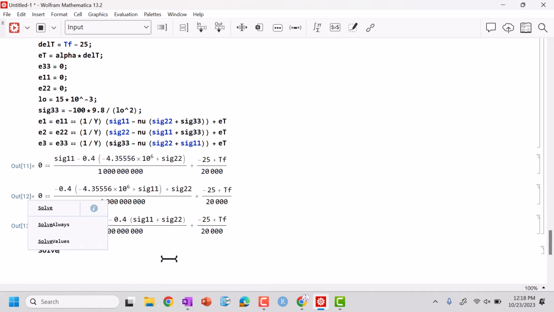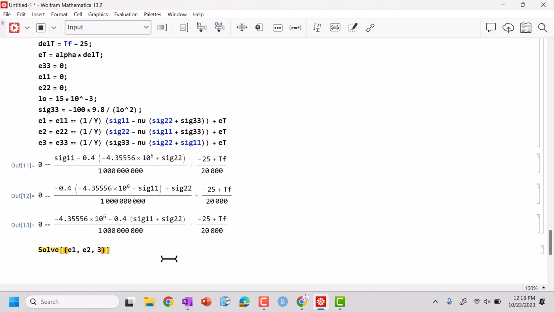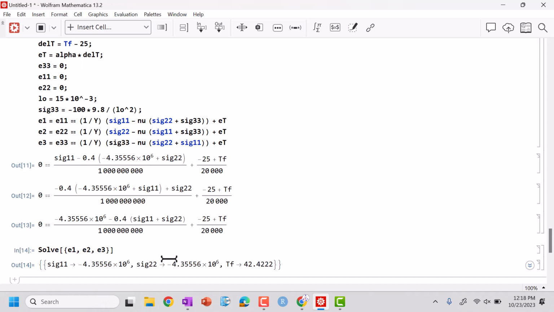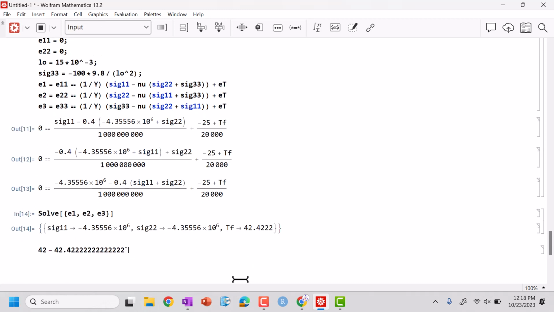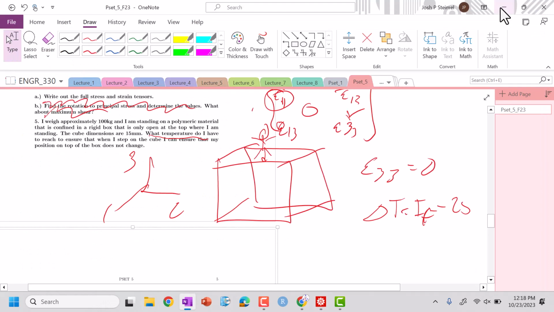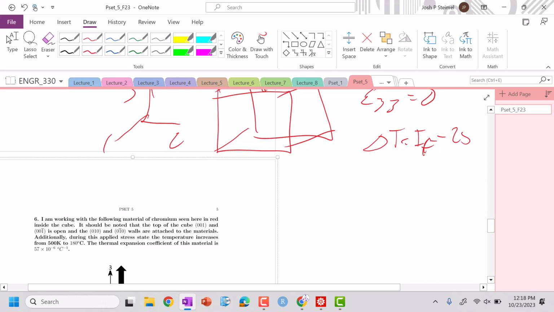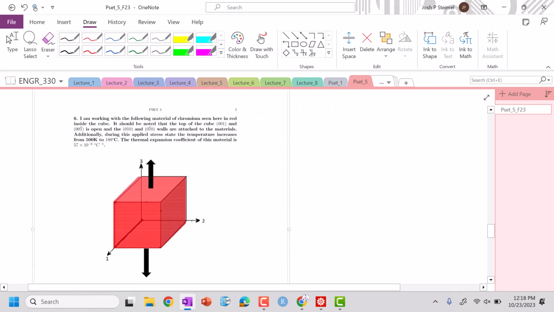So let's solve E1, E2, E3. And we can see that for our value, it takes about 42 degrees. Actually, a TF of 42.2 minus 25, so about 17 degrees, to basically prevent any strain from occurring in that system, to keep me right on top. Awesome. It's amazing to me that it doesn't take much temperature once you have those values.